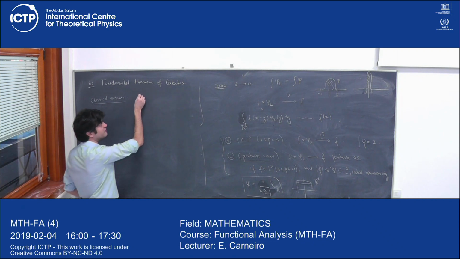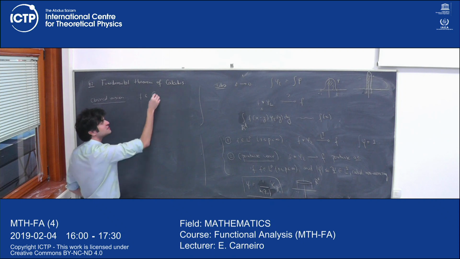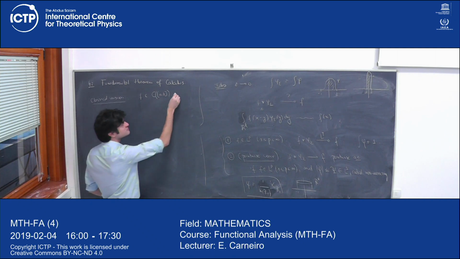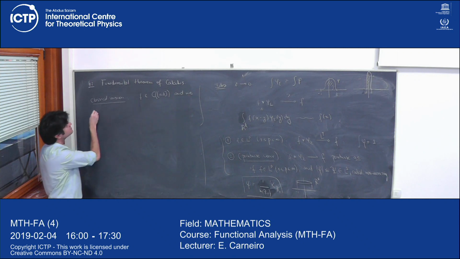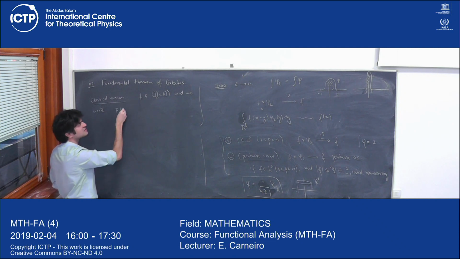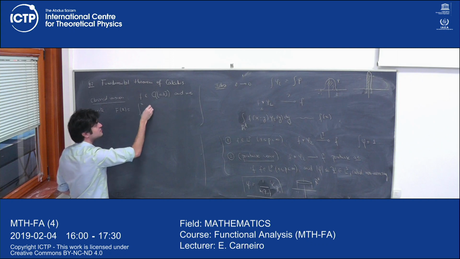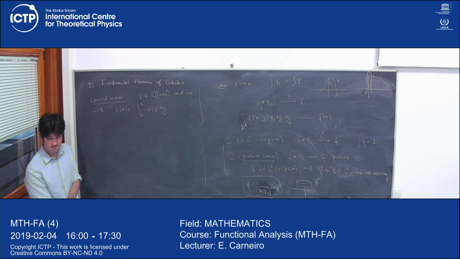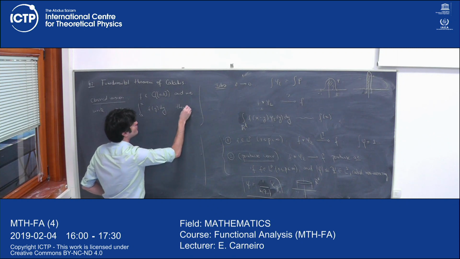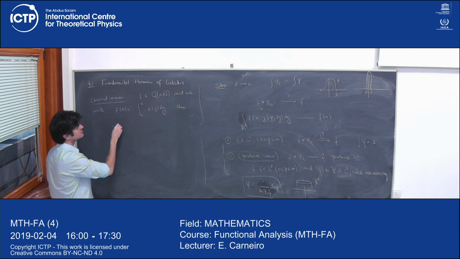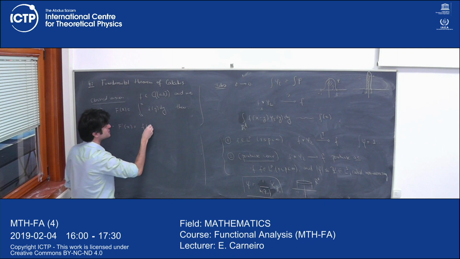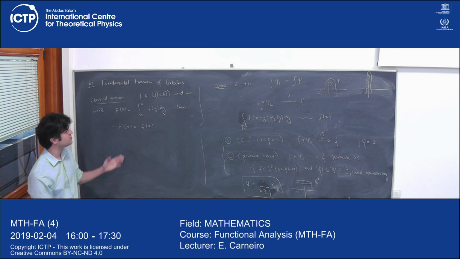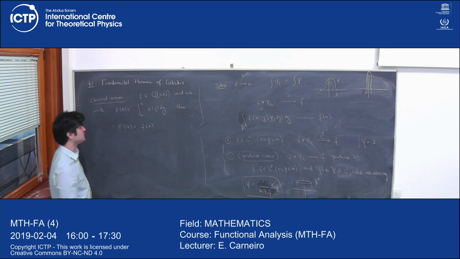Let's say I give you a function f that is a continuous function in the interval [a,b], and we write the function big F of x as just being the integral from a to x of f of y dy. Then you get that F prime of x is equal to f of x. The derivative of the integral is the function that is there.